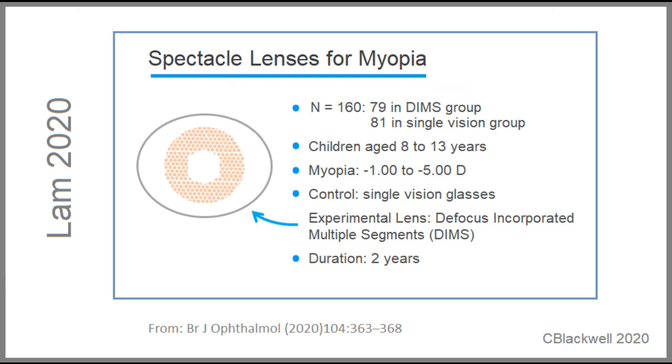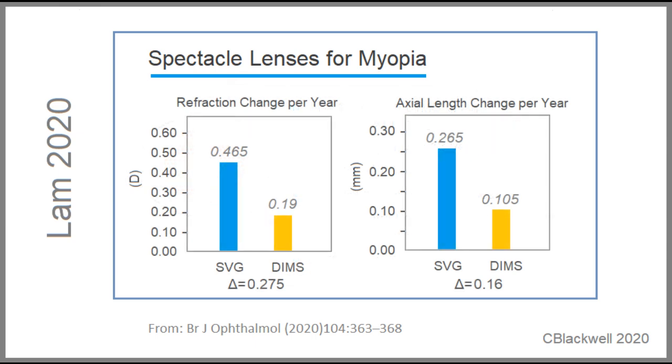However, a later trial used glasses that corrected peripheral hyperopia with a different lens design. This trial had more success.